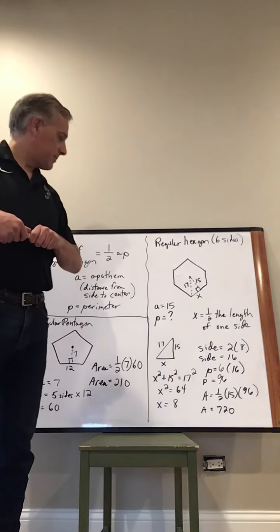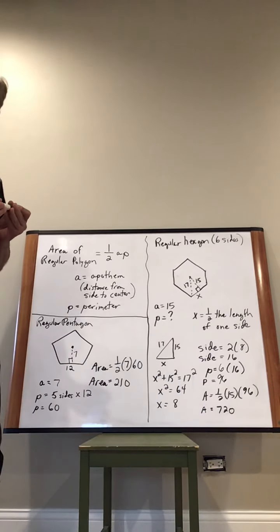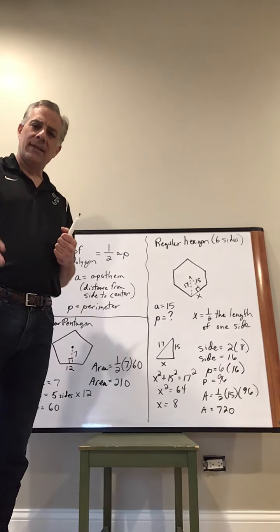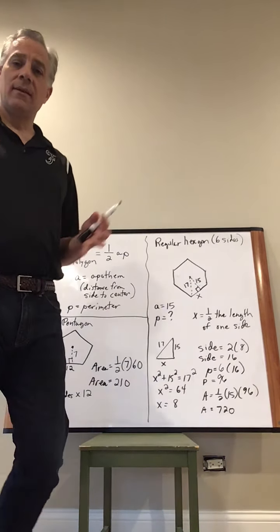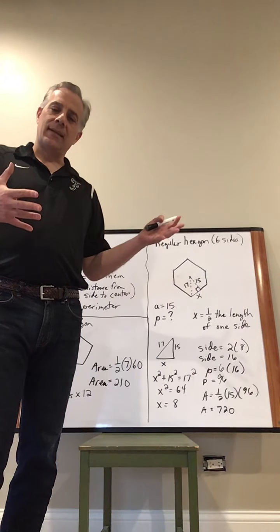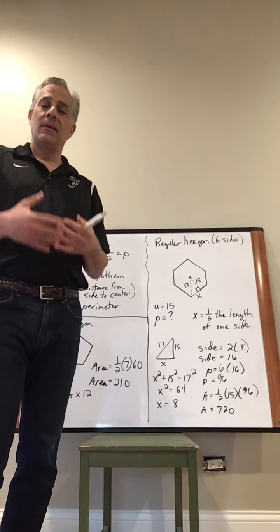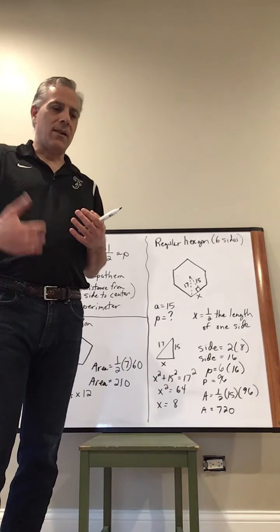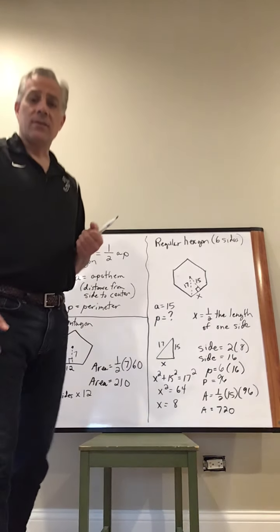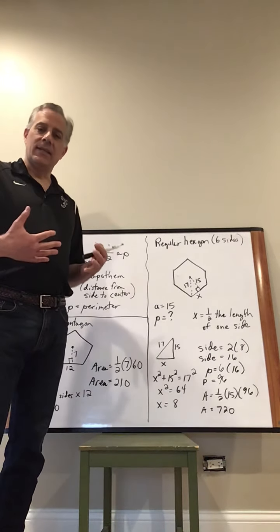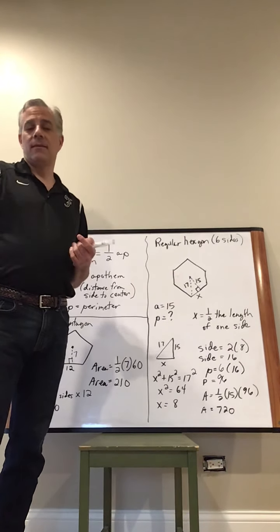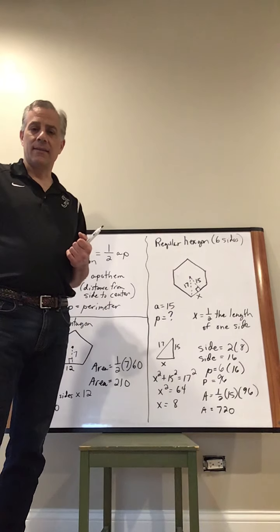All right, this video is about finding the area of any regular polygon. A regular polygon, such as a square, an equilateral triangle, a regular pentagon, a regular hexagon, or a regular octagon, you'll recall, has equal sides and equal angles. So a square has all 90-degree angles and equal sides. A triangle has 60-degree angles and all equal sides.